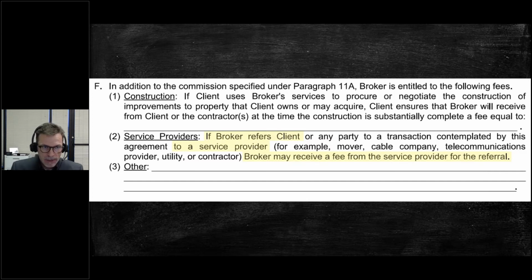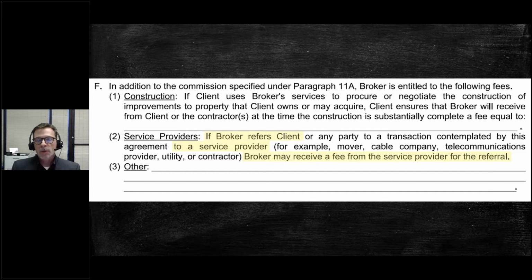What this paragraph says, it doesn't talk about the amount, but it does say that if broker refers a client to a service provider, then the broker can receive a fee from the service provider for that referral. As a side note, when that comes up, I would not recommend giving out your client's contact information without their consent. So normally what I do is I tell the alarm service company, I'm not going to give out my client's contact information, but send me an email and I will forward it to them, and if they want to contact you, then they will.